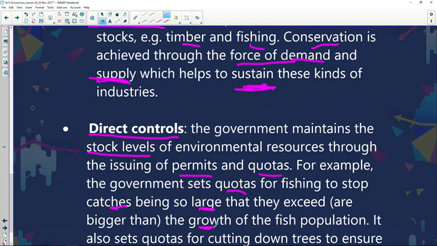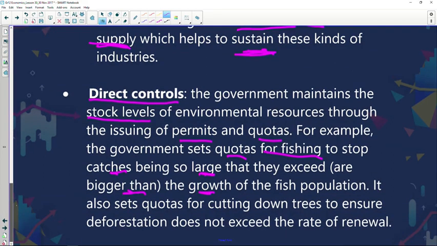So here there will be a ceiling imposed on how much fish can be caught by the fishermen, and it mustn't be bigger than the growth of the fish population. So we call that a quota system. It's put in place in order to regulate the quantity in that market as well.